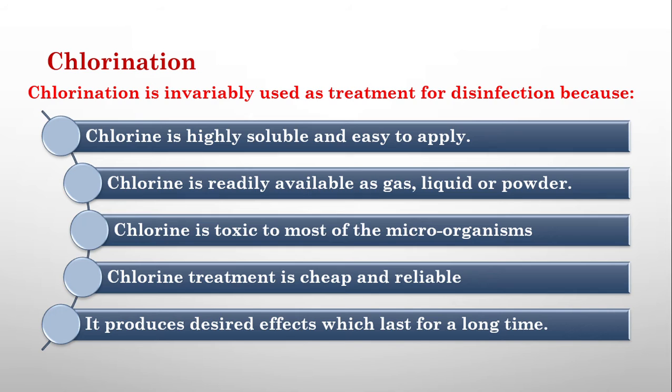Chlorine is toxic to most of the microorganisms. Okay, it is not specific to some kind of organisms. It is used for killing all kind of microorganisms. And chlorine treatment is cheap and reliable. It is very cheap and reliable. It produces desired effects which last for a long time. Long time disinfectant. Okay. So because of all these reasons, we are using chlorine commonly.